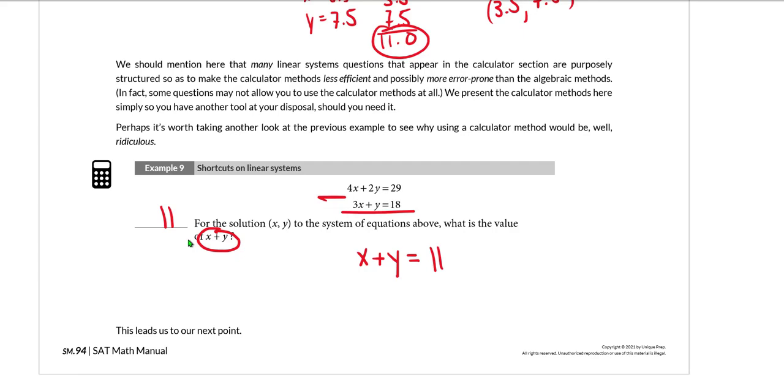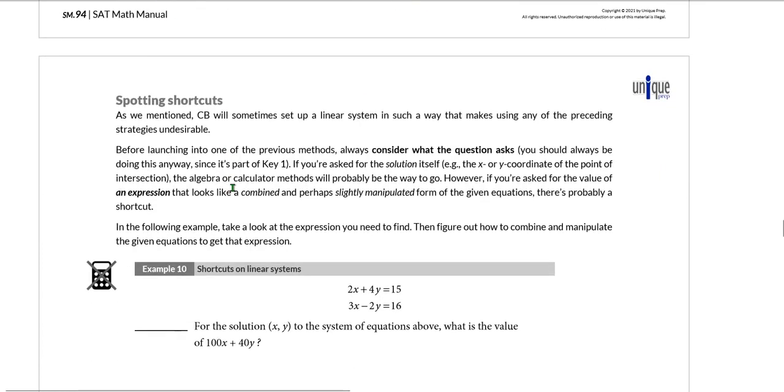Now, that's not to say the calculator techniques aren't valuable. It's not to say you shouldn't be aware of, know how to use the calculator techniques. You should. It is, though, the case that on some linear system questions, there will be these little shortcuts where if you're paying close attention to what College Board is actually asking you, you may be able to see that you just need to subtract the two equations or add the two equations. We're going to do another example of this on the next page where we talk specifically about spotting shortcuts.